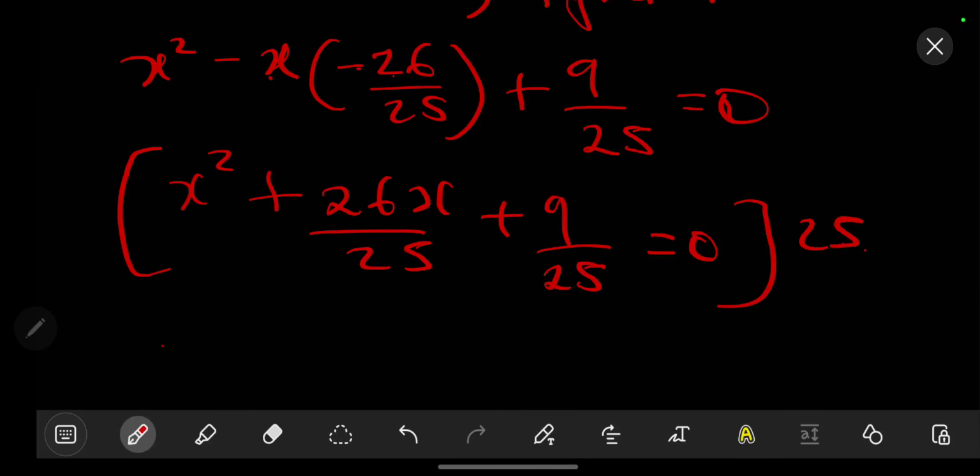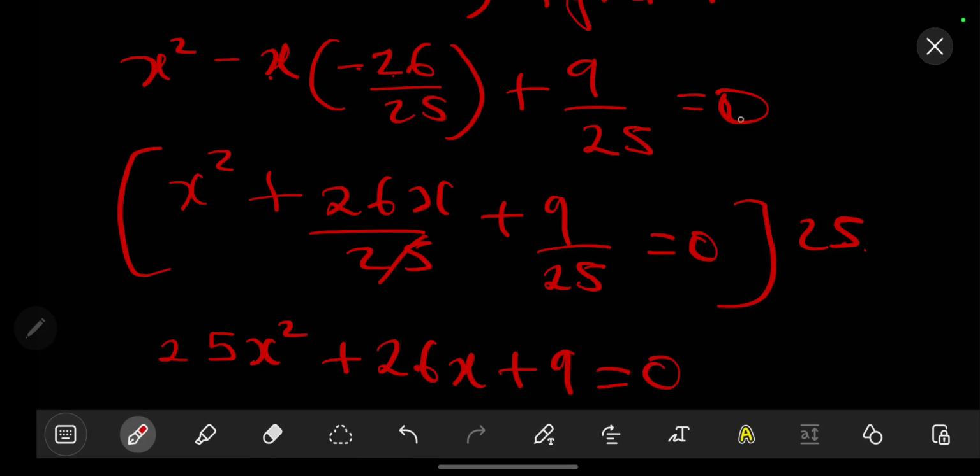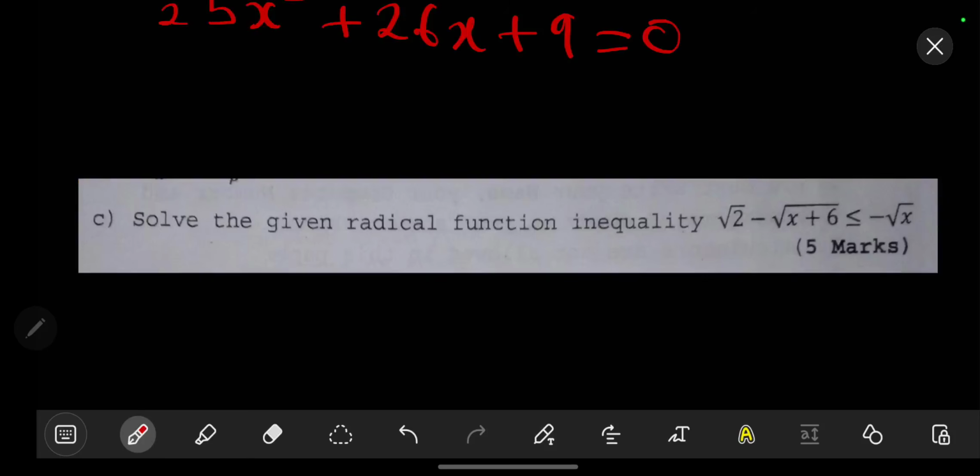So 25 by x squared, it's 25 x squared. 25 and this one and this one will cancel. So we are going to have 26x. This 25 and this 25 will cancel to give us 9 should be equal to 0. So that's the equation. Let's solve this one.